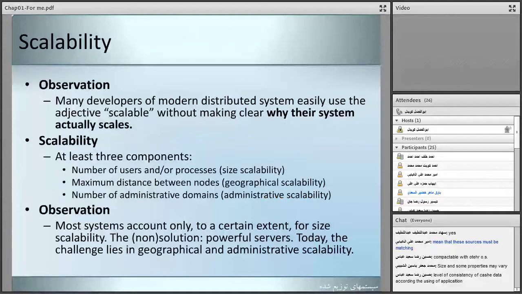And scalability. Scalability is the last goal of distributed systems. We talked about it a lot. What's the definition for scalability?